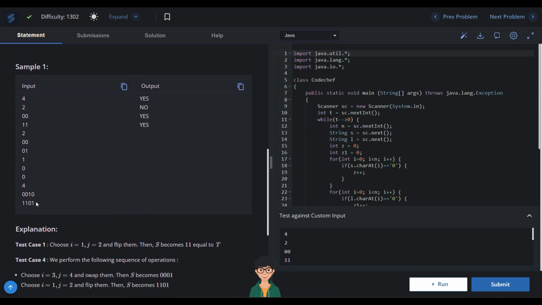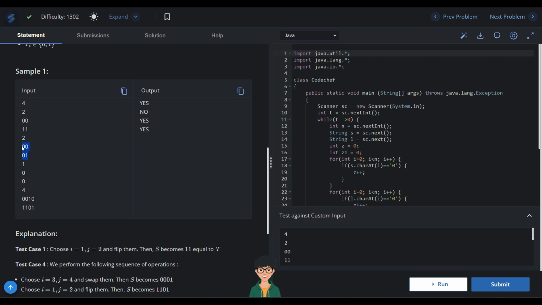But if the difference is only 1, like in this example, you cannot flip a single bit. You have to take two characters and flip both. So you pick these two characters and flip them, then you again get 1 1, and again the difference is only 1.